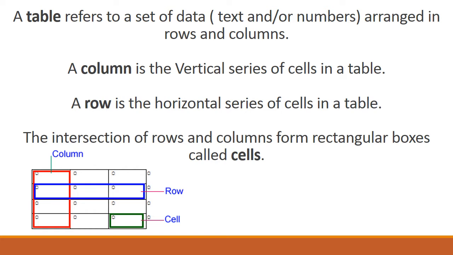What is a table? A table refers to a set of data. Data might be a text or a number arranged in rows and columns. Now what are rows and columns? A column is the vertical series of cells in a table and a row is the horizontal series of cells in a table. Now what is a cell? The intersection of rows and columns form rectangular boxes called cells. Here is a picture that is showing column, row and a cell in a table.